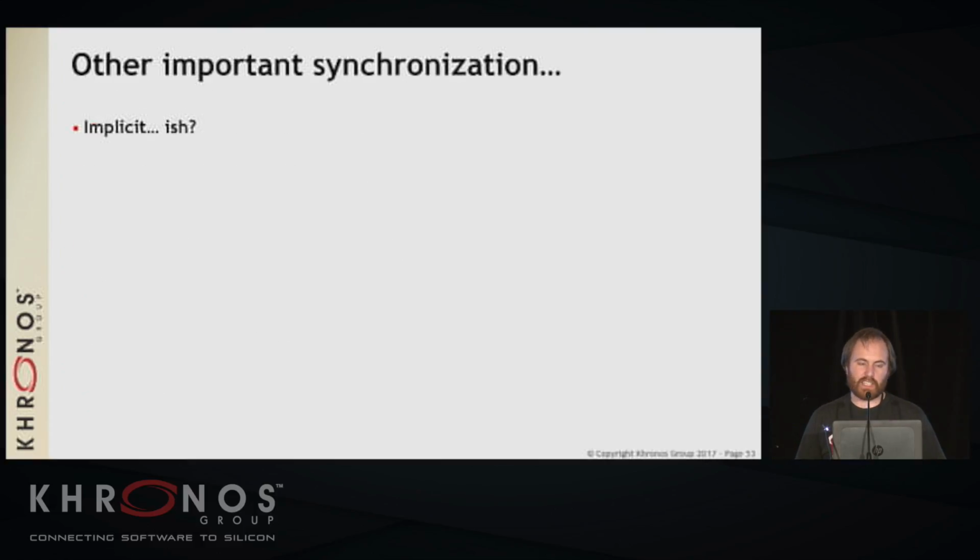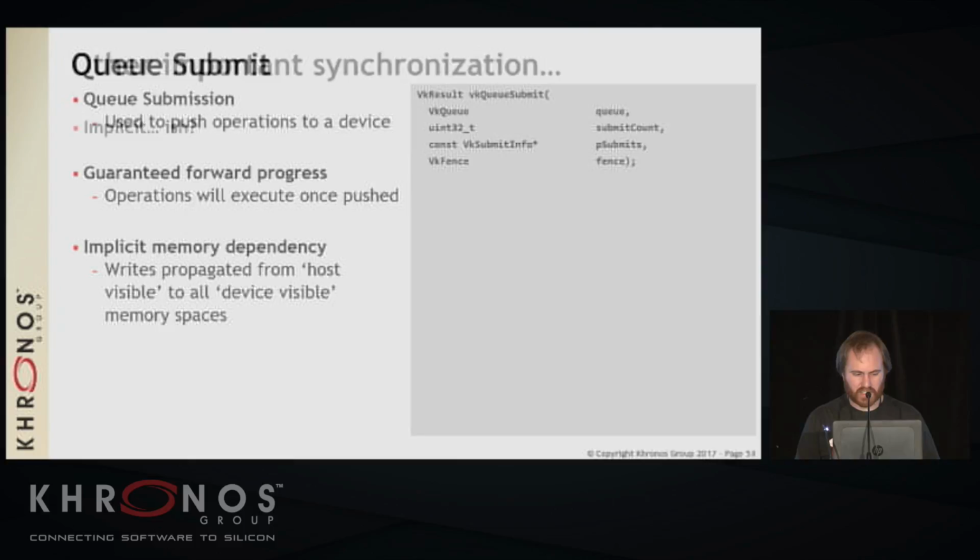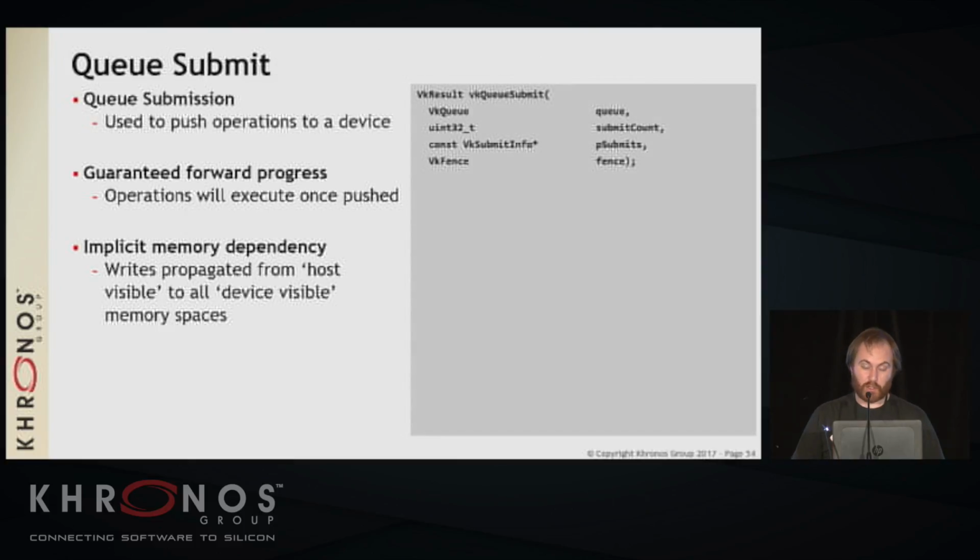So there is more synchronization in Vulkan. That is quite important. It's sort of implicit, but not really, which is a strange thing to say. The first one of these is QueueSubmit, which is probably the most important piece of synchronization in Vulkan, because without QueueSubmit, you can't do any work. You can record as many command buffers as you like, but until you submit them, no GPU work's going to occur. And they also have guaranteed forward progress.